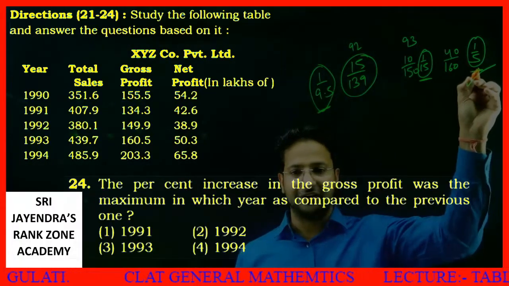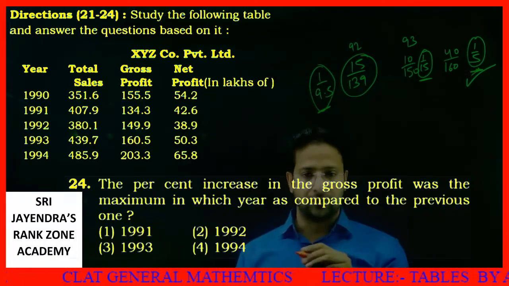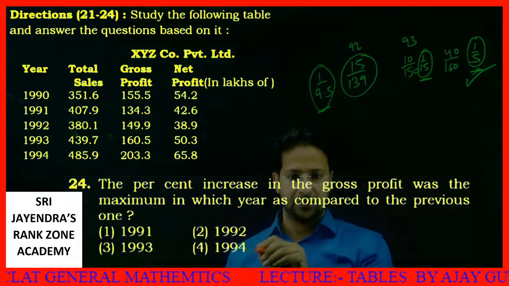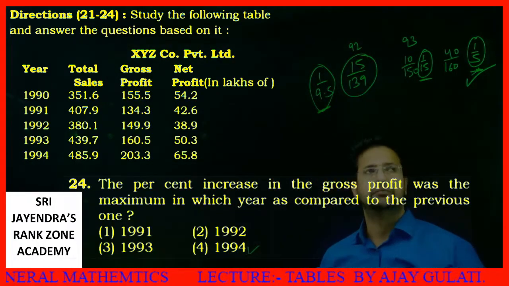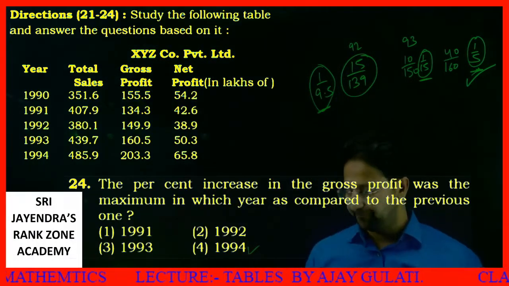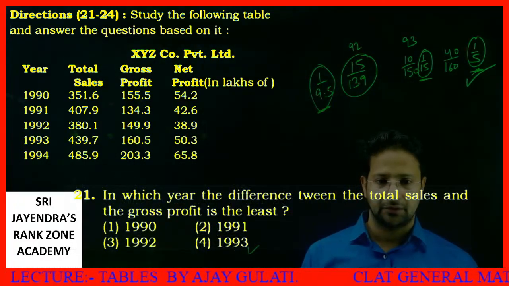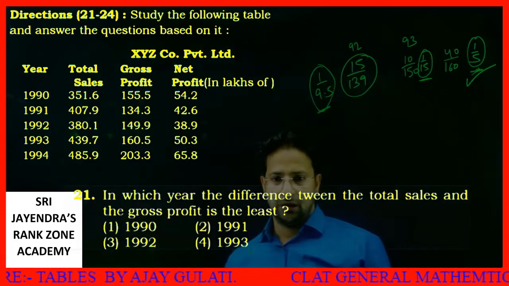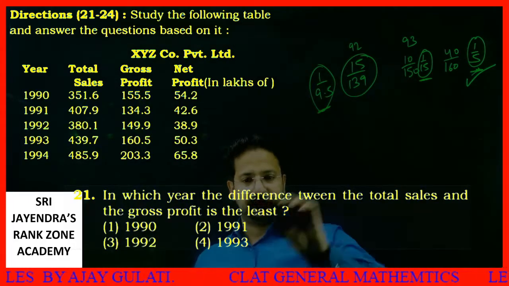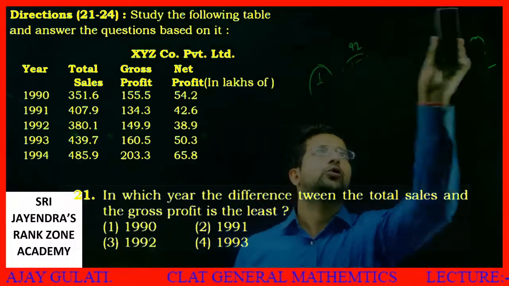1 by 5 is in which year? Last year, 94. So my answer is 1994. Clear? Let me check if there is one more question of this type. Yeah, we have done all the questions. Let me wipe this off and bring you a few more questions, okay?